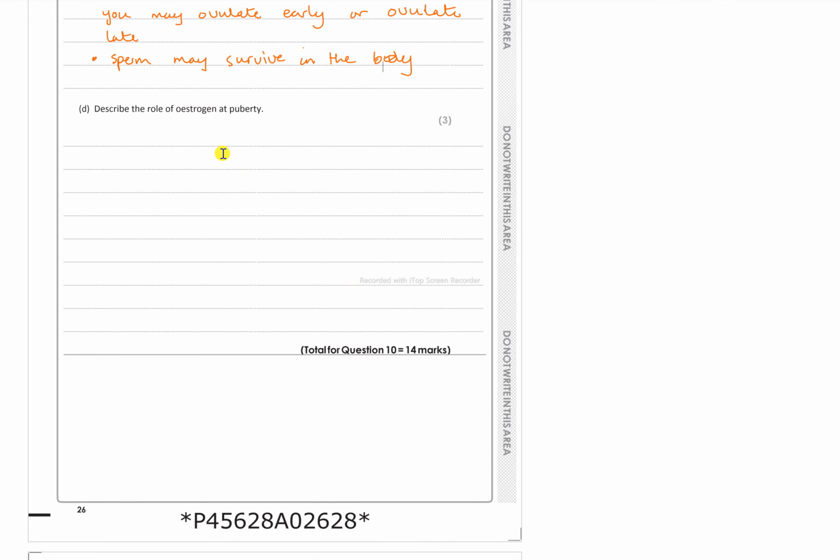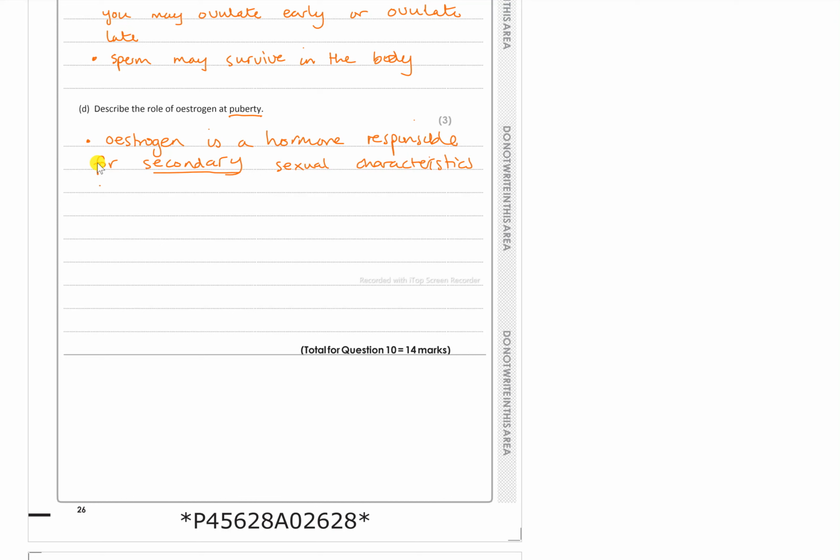Right, describe the role of estrogen in puberty. Right, in puberty, not pregnancy, but puberty. So, estrogen is a hormone responsible for secondary, and they've underlined that. That means you've got to use that word, sexual characteristics.